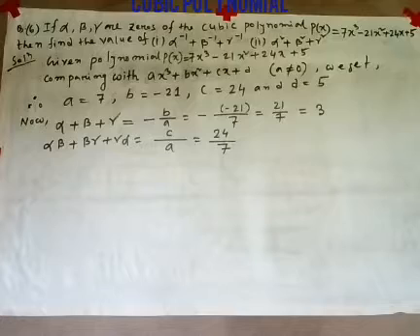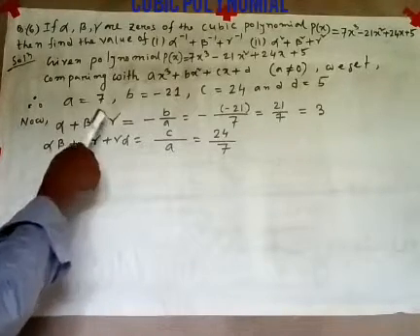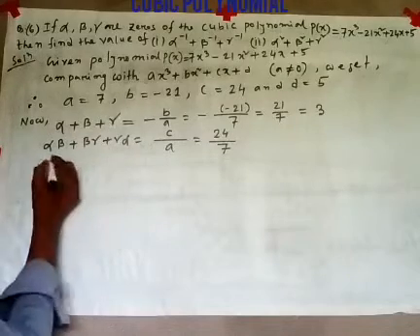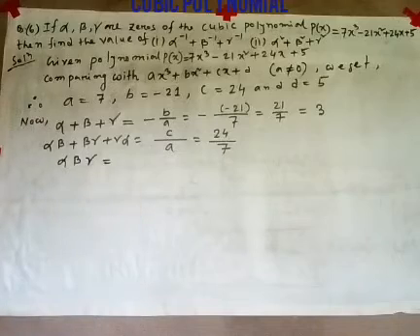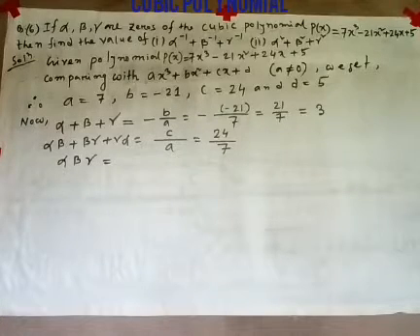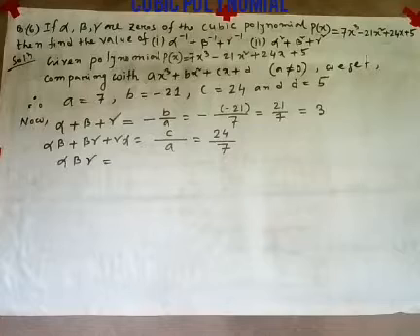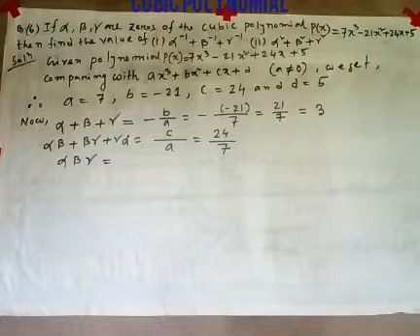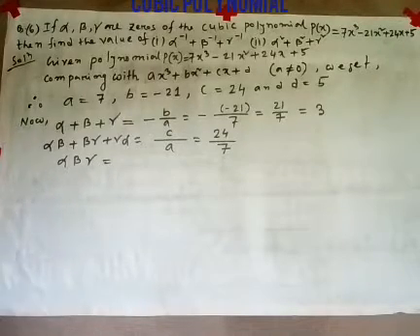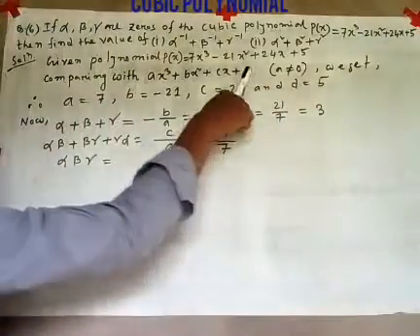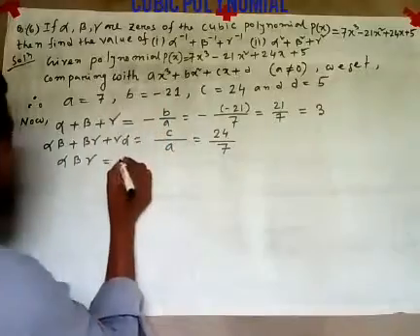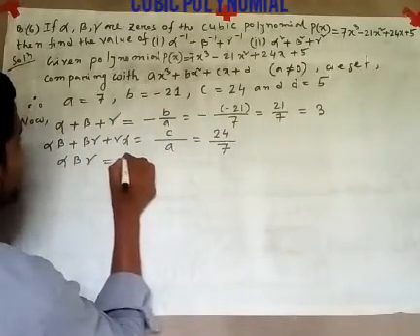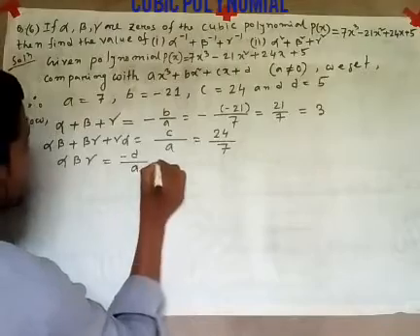It means product of the zeros. Product of all 3 zeros. There are how many zeros? 3 zeros. Alpha, beta, gamma. So product of zeros means alpha into beta into gamma. What is that formula? That formula is minus d by a, minus constant term divided by coefficient of x cube. So minus d by a.